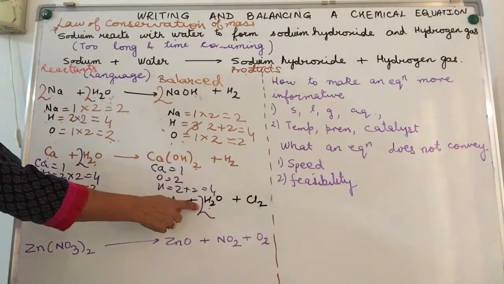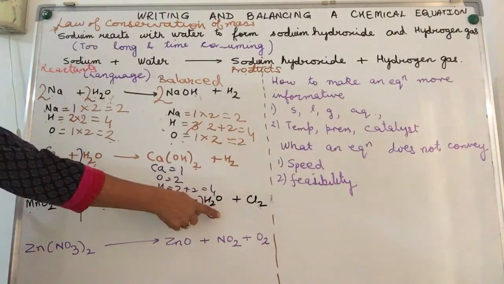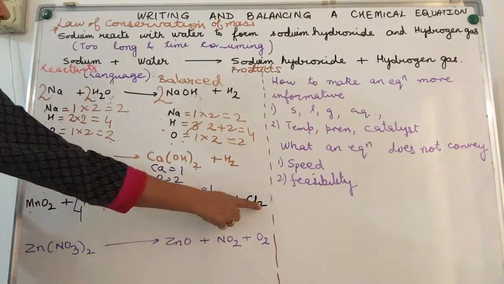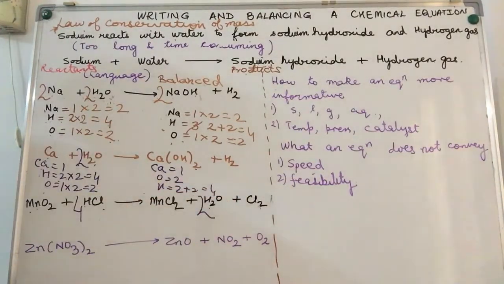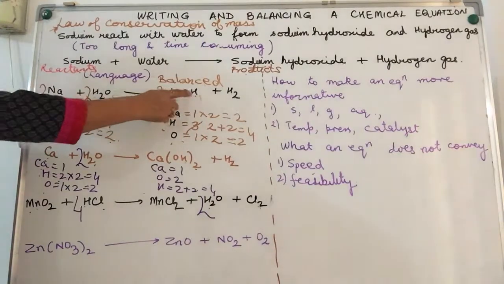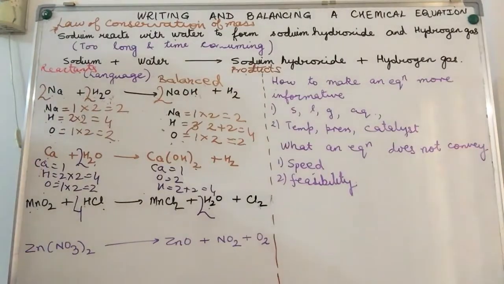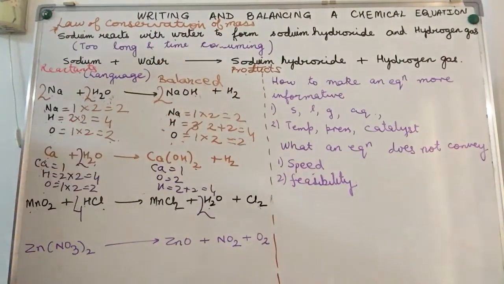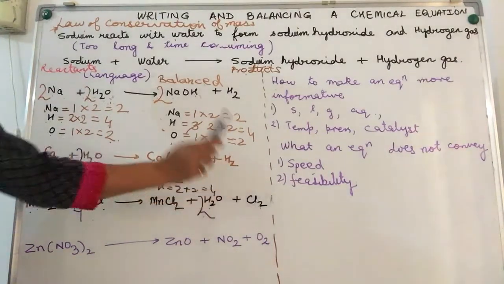Remember, when I am putting a number before the formula, it gets multiplied with all the subscripts. Whereas when there's a plus sign between two formulas, the numbers will simply get added. So it's 2 plus 2 gives me a total of 4. Same way over here, when we did for sodium hydroxide, 2 times 1 is 2 plus 2 gives me a total of 4. This 2 will not be multiplied by the 2 of the hydrogen over here. So we have MnO2 plus 4HCl gives me MnCl2 plus 2H2O plus chlorine.